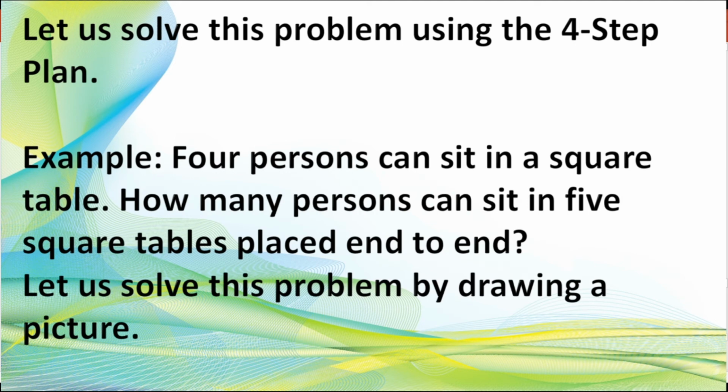4 persons can sit in a square table. How many persons can sit in 5 square tables placed end to end? Let us solve this problem by drawing a picture. First, draw 5 tables. Then, place the people who can sit at the table.